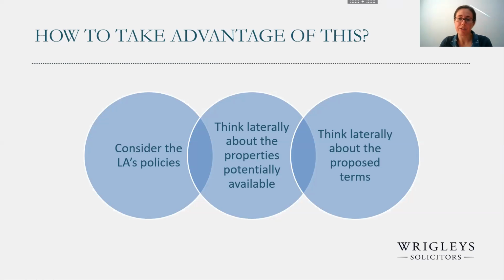And then also think laterally about the proposed terms of the CAT. We've talked about the typical CAT at a 99-year lease at a peppercorn rent generally. But as we've said, a community asset transfer is not a specific legal structure or form, so it needn't necessarily fall within that structure.